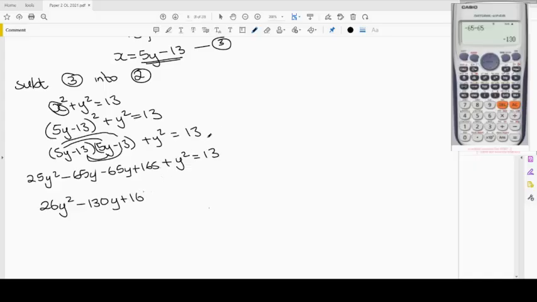I don't know why I wrote 165 here. That should be a 169 because that's negative 13 times negative 13. So I have 169 minus 13. So this 13 comes over to the left, 0. So this gives me 26y squared minus 130y, and 169 minus 13 is 156.